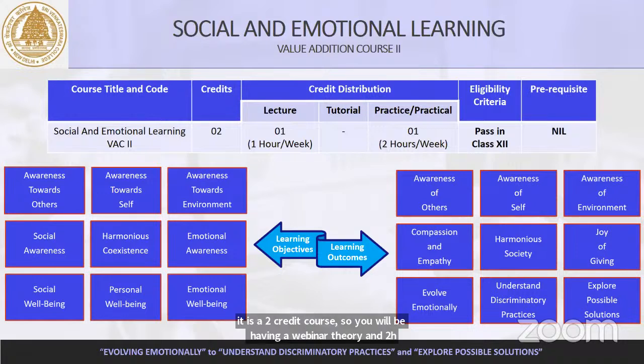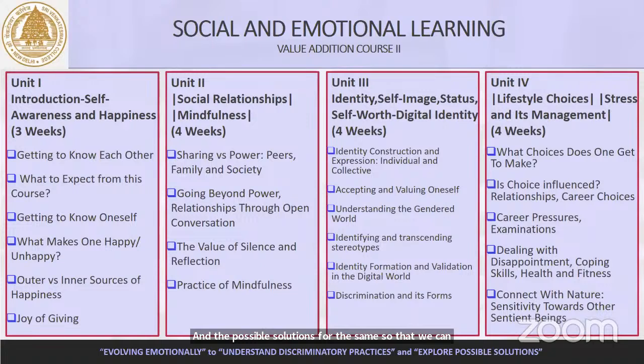The learning objective of this paper is that you will become aware about yourself, towards the others and about the environment, and you will also be aware about the social and emotional things, social well-being, personal well-being, and emotional well-being, so that we can have a harmonious coexistence. As a learning outcome, you will be aware about the self, environment, and the others. You will learn about compassion and empathy, what is joy of giving, how one can evolve emotionally. You will be able to understand the discriminatory practices and the possible solutions for these, so that we can have a harmonious society.